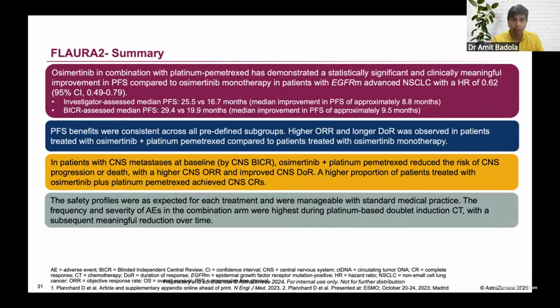So in summary, osimertinib in combination with chemotherapy is showing significant and meaningful improvement in PFS compared to osimertinib alone, which is around 25 versus 16 months. In blinded central review, the median PFS is around 30 months. The PFS benefit was consistent across all subgroups. In patients with CNS metastasis at baseline, osimertinib and platinum-based therapy reduces the risk of CNS progression. The safety profile was as expected for each treatment, and they were manageable. We are using this in our clinical practice, and it is really well manageable.